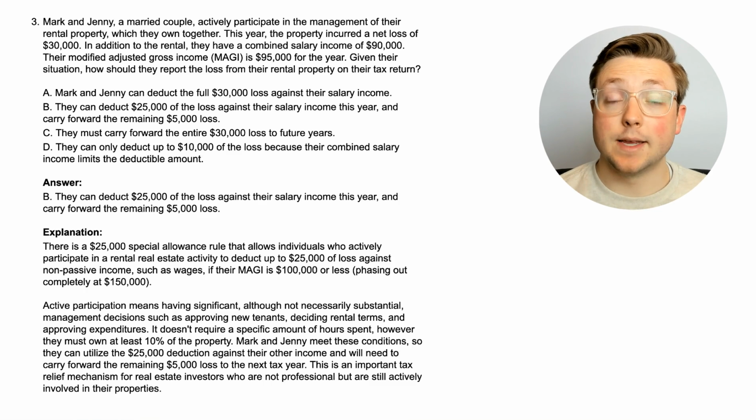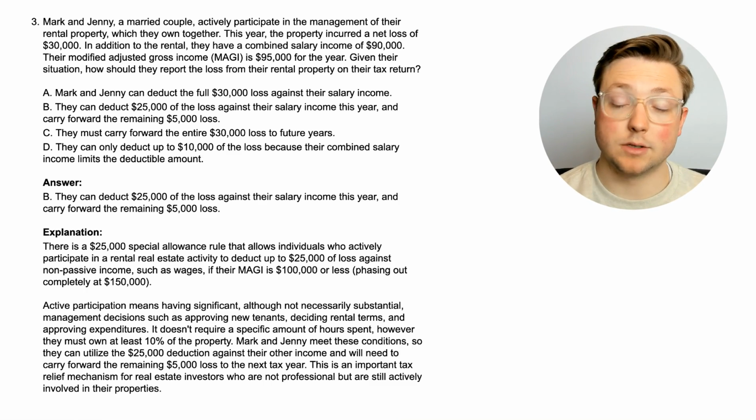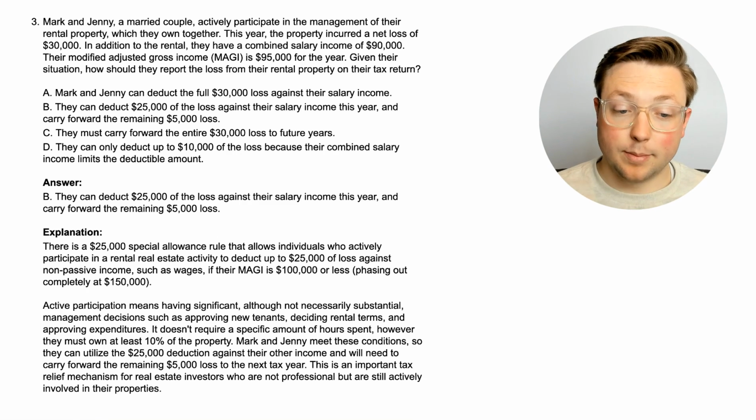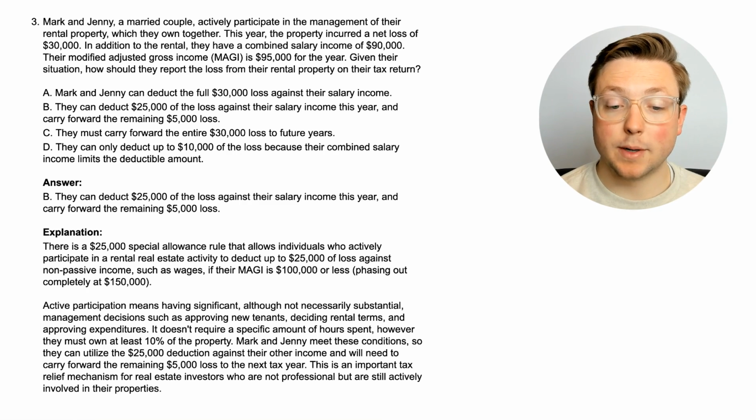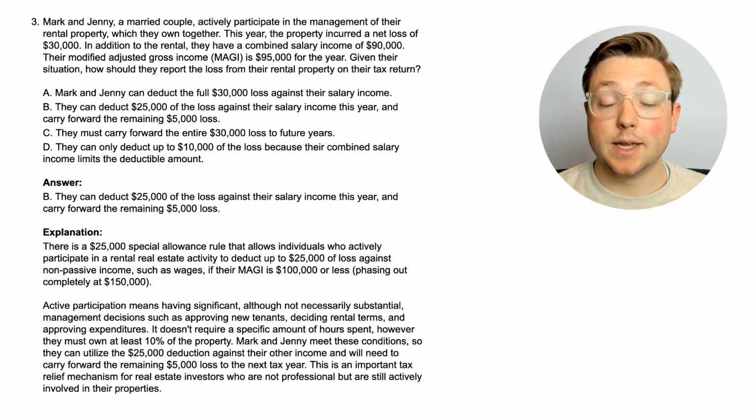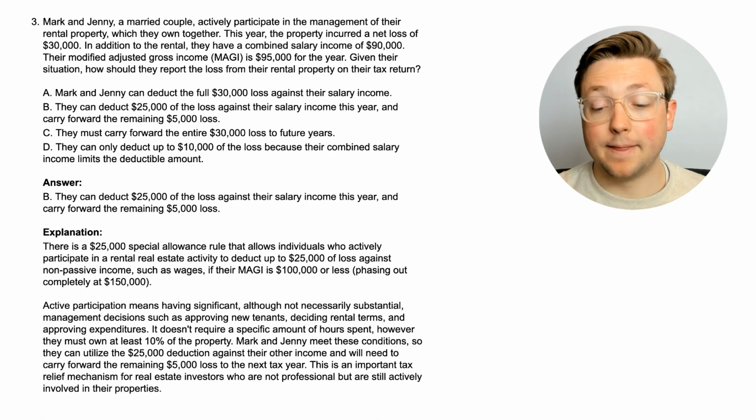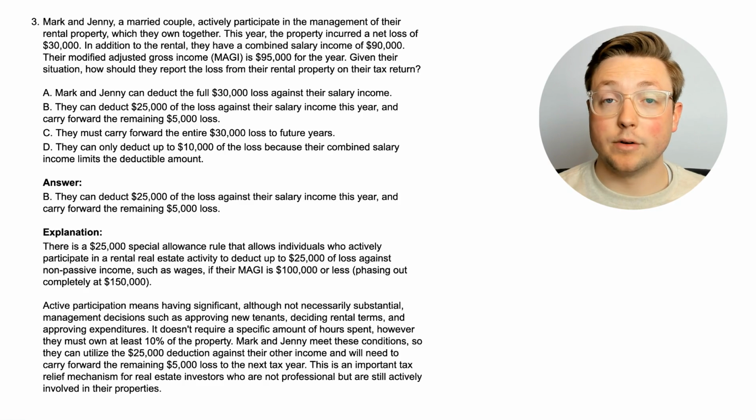Okay, and the answer is that they can deduct $25,000 of the loss against their salary income this year and carry forward the remaining $5,000 loss. Okay, why? Let's learn about it. There is a $25,000 special allowance rule that allows individuals who actively participate in a rental real estate activity to deduct up to $25,000 of loss against non-passive income, such as wages, if their MAGI is $100,000 or less, and that does start phasing out completely at $150,000.